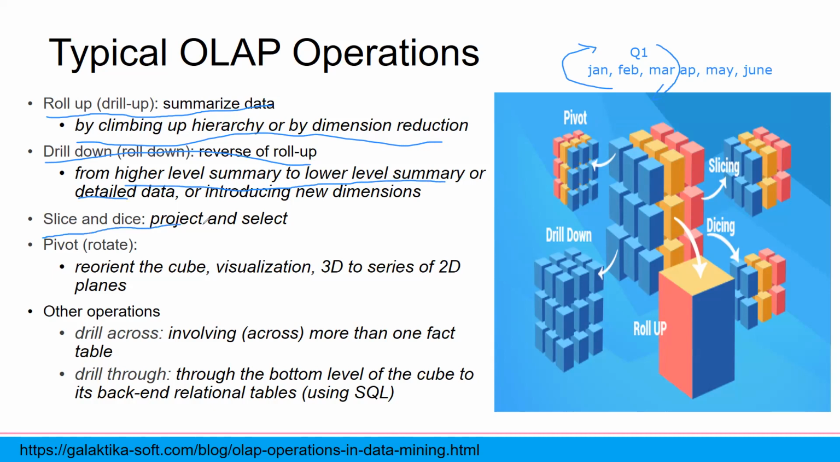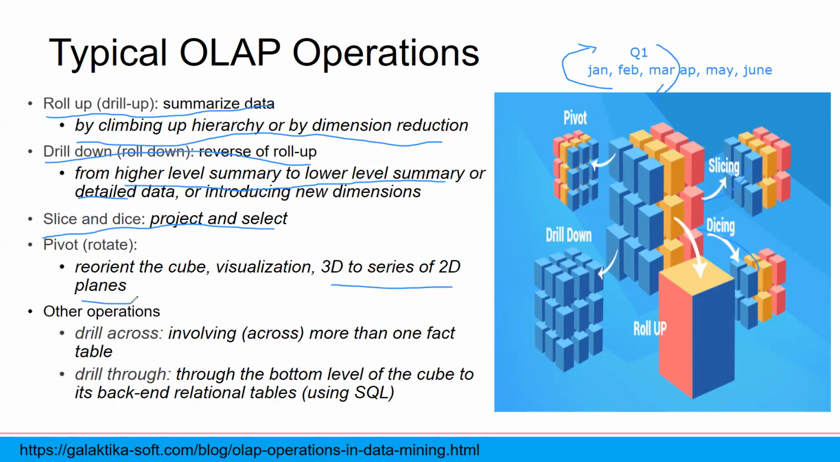In slice and dice, it is actually a project and select. If you have the slice, so some data has been sliced, you can also dice. Dice means you can cut, or you can just project the data and select the proper one. In the pivot table, we have the orientation. We can orient the cube, and then we can visualize, and we can limit from the 3D to a series of 2D planes.